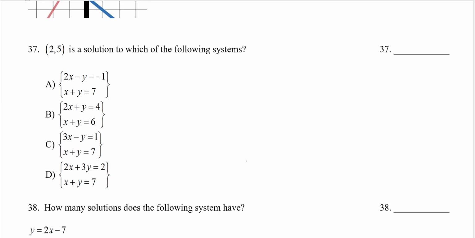37. (2, 5) is the solution to which of the following systems? So guys, you're just taking the (2, 5) and plugging it into all the equations. X is 2, y is 5. Just to get through this quickly, it works on A.